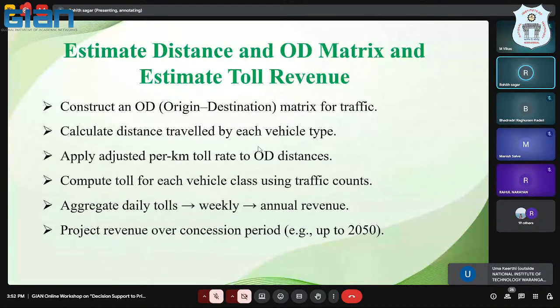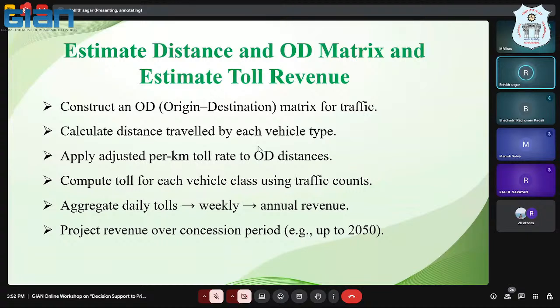It should be different for cars, different for trucks, and different for heavy vehicles. So we need to construct an OD matrix for different origins and destinations. For the project we have done for the outer ring road, there are 21 exits and entry points. So we need to draw these 21 entry and exit points so that from each entry to exit point, we can estimate how much distance the vehicle will travel.